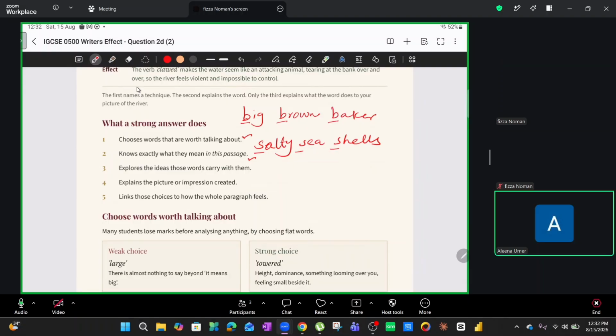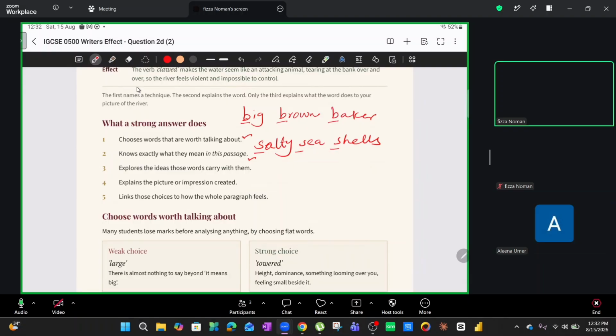Explore the ideas those words carry with them. Define them, develop them, explain them. Make sense, beta? What exactly is behind that particular word? Because clawing in its denotation simply means an animal clawing at something, right? Scratching something. But if you're using it for water or for anything that is not an animal, then to what extent are we using it? In what capacity? Make sense, beta?